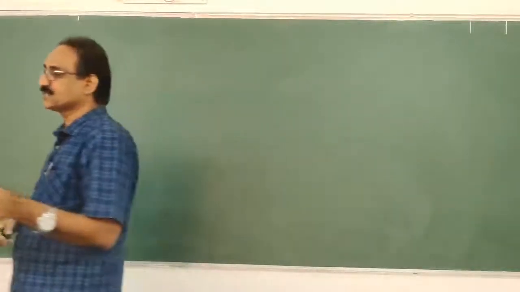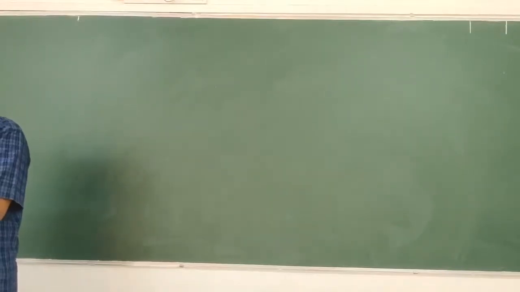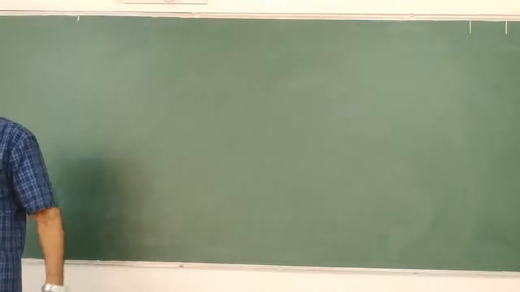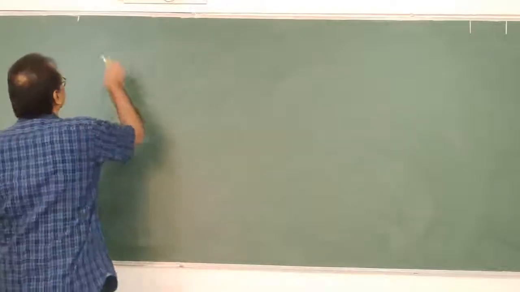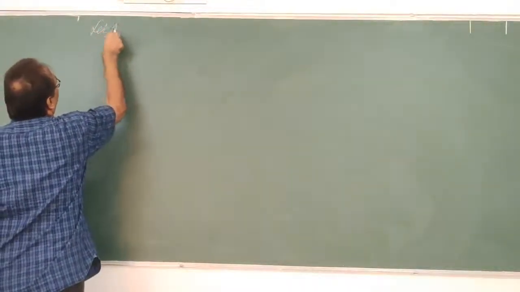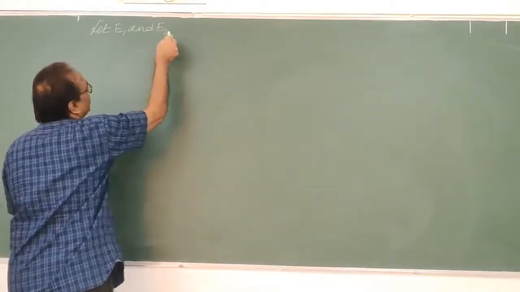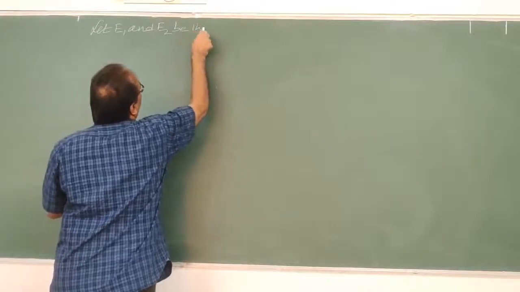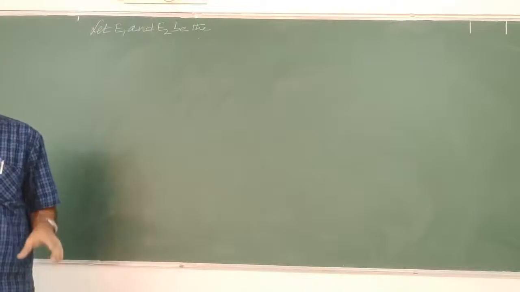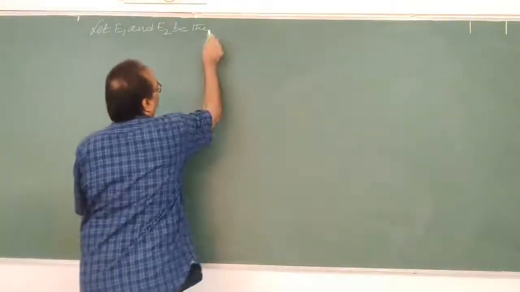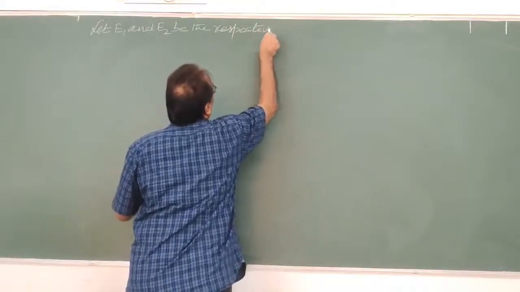Okay, my dear students, let us move to the next problem. Problem number 4 now. We already completed 3. So what is here? Let E1 and E2 be the respective events that the student, I'll write now. Let E1 and E2 be the respective events. What are the respective events?